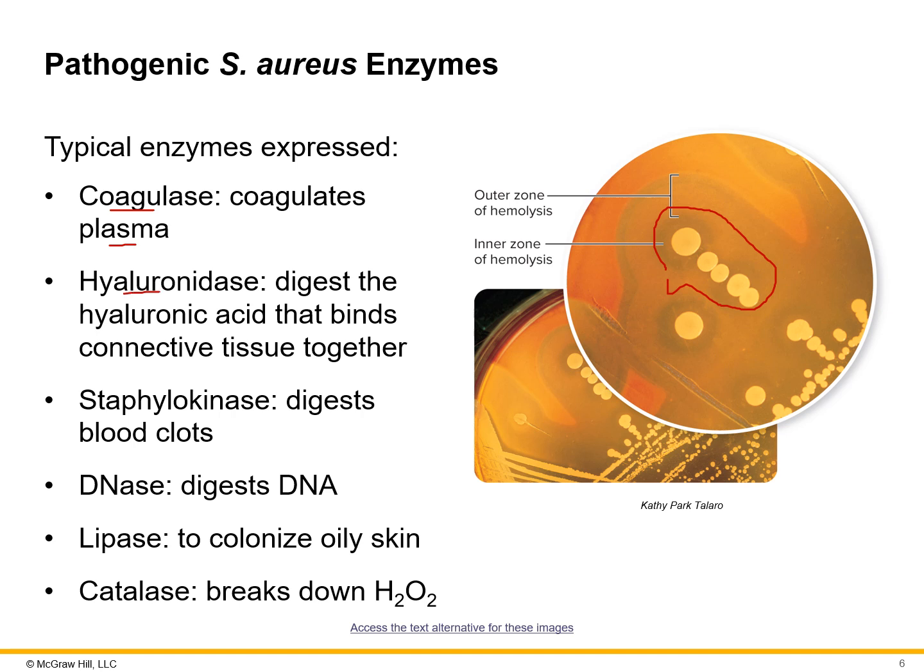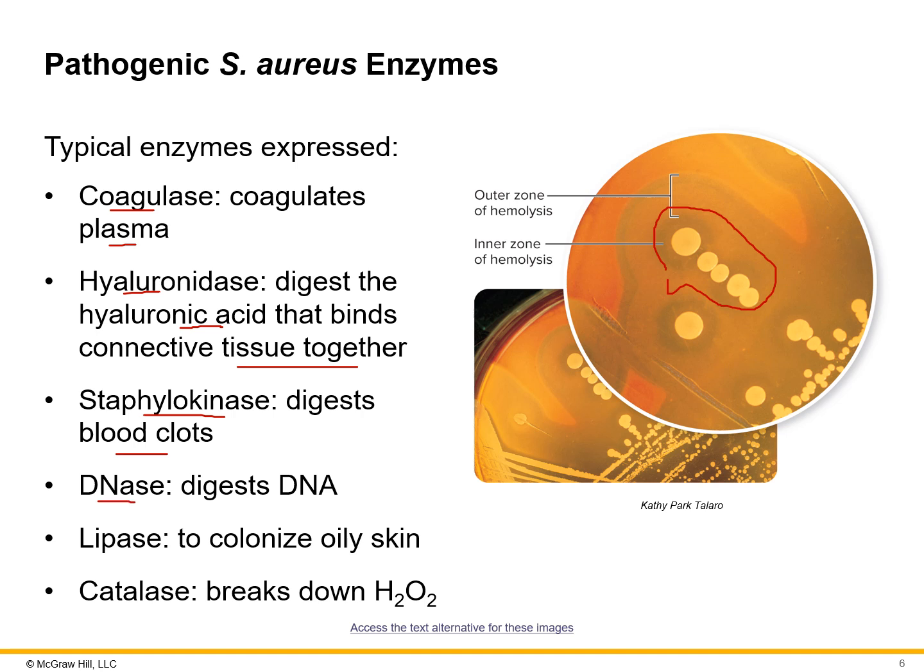Hyaluronidase, this is common. It breaks down hyaluronic acid that helps connective tissues bind together. So by breaking that connective tissue, it just produces separation and allows for further infection. So it's removing some of that natural defense by breaking down connective tissue. Staphylokinase gets rid of blood clots. So again, breaking down that plasma, breaking down clots.